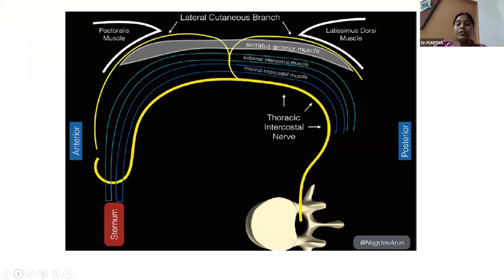So this is a thoracic intercostal nerve, and it has been depicted how it goes, how it gives off the lateral cutaneous nerve at the mid-axillary line, and it goes to the front of the chest, and in the parasternal region, it gives off the anterior cutaneous nerve. Next slide. So when we give a block below the pectoralis major muscle, we are blocking the anterior division of the lateral cutaneous branch. And next.